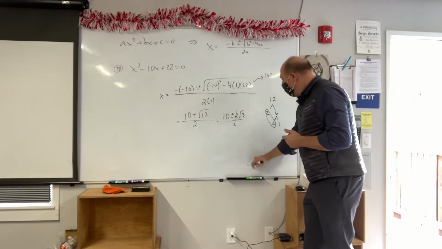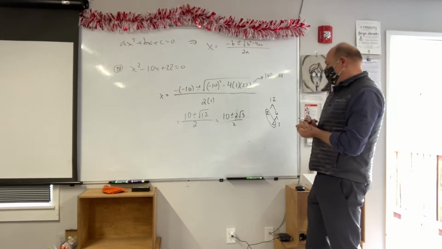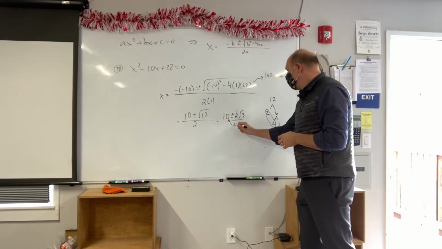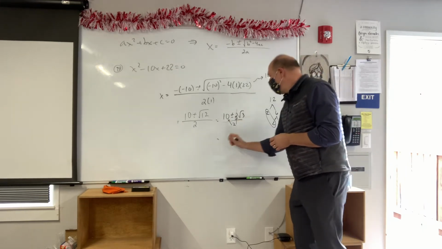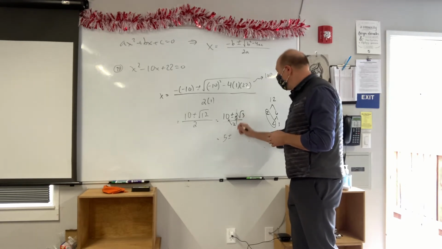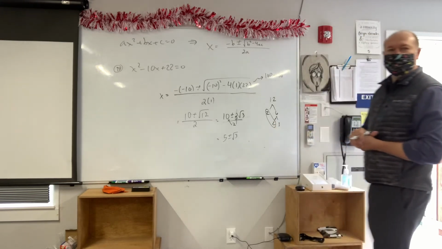Isabel, can you do anything more than that? Yeah, I think so. Let's see. Can 2 go into 10? Oh, wait, yeah. Can 2 go into 2? Yes, yeah. 2 goes into 10 5 times, and then 2 goes into 2, so that actually falls away completely. And we've got ourselves a 5 plus or minus root 3.